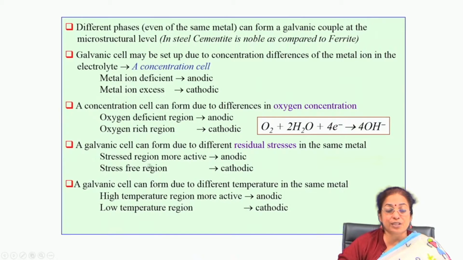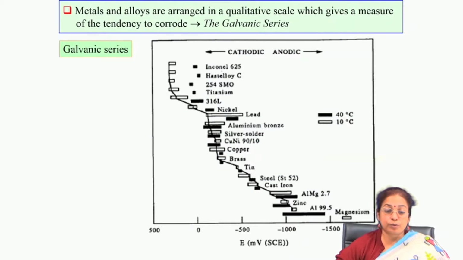Then a galvanic cell may form because of difference in residual stress. As I mentioned, the stressed region acts as anode as compared to the stress free region. And a galvanic cell may form due to difference in temperature in the same metal, where the high temperature region is more active and usually acts as anode as compared to the low temperature region. So, if you take a component having different temperatures in different regions, you will find that those regions corrode to a different extent. So, you have to be very careful.